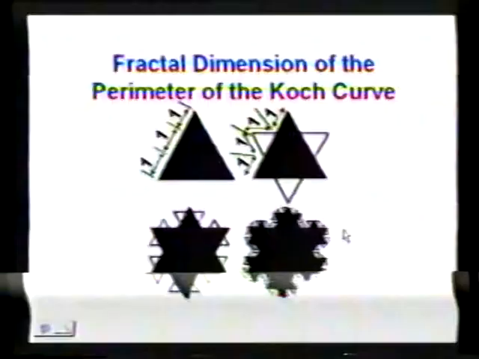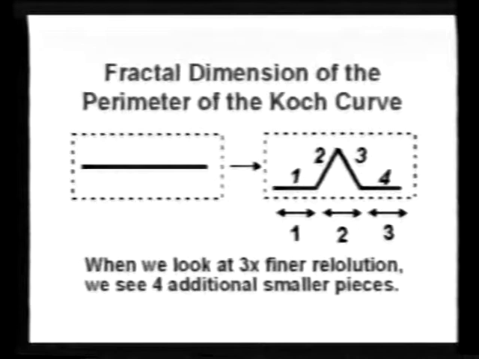And how do we calculate the dimension? Well, at each stage in the process, we're replacing one line segment by 1, 2, 3, 4 pieces. So the resolution is, in essence, changing by a factor of 3. This resolution allows us to see this piece, and this resolution allows us to see this piece. So in order to see this piece, we have to go down in scale by a factor of 3. And when we change the resolution by a factor of 3, we see 1, 2, 3, 4 pieces.